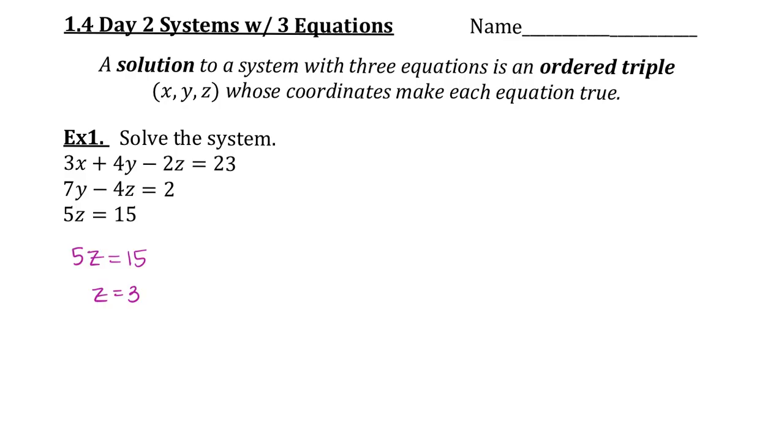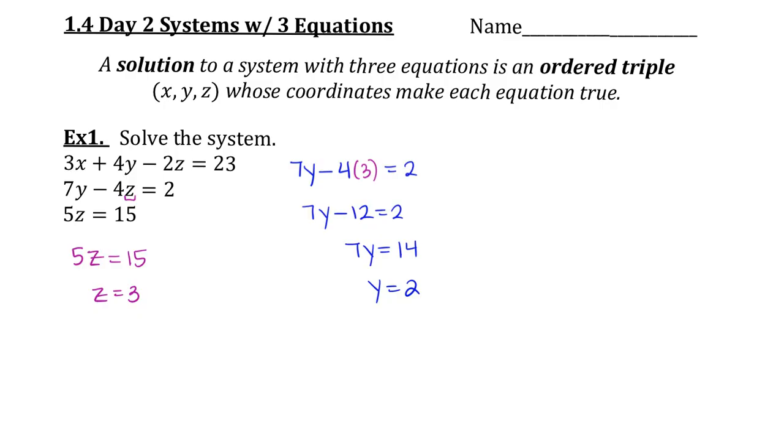Let me go backwards. Right here where z is, I can plug in 3 now. If I plug in 3 here, I'm going to be able to solve for y. So that's what we're going to do next. 7y minus 4z, what's z? 3, equals 2. So 7y minus 12 equals 2. Plus 12, I get 14. Divide by 7, I get 2. So I have z is 3, y is 2. I just need to figure out what x is.